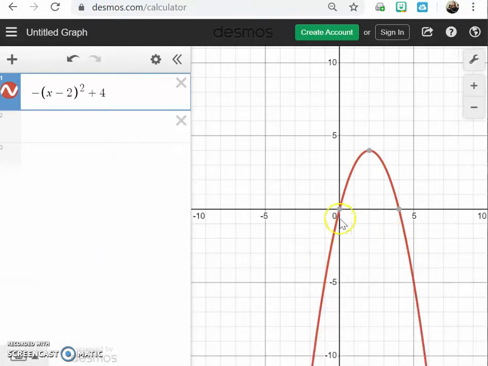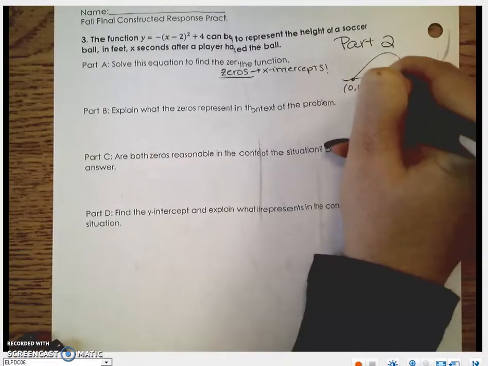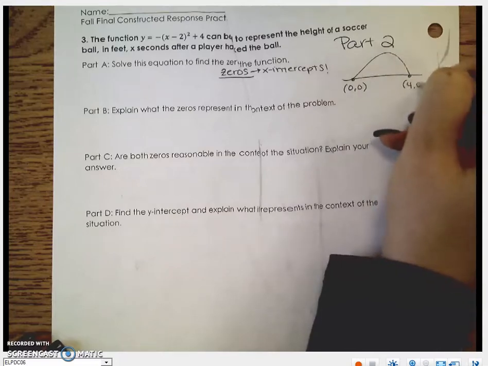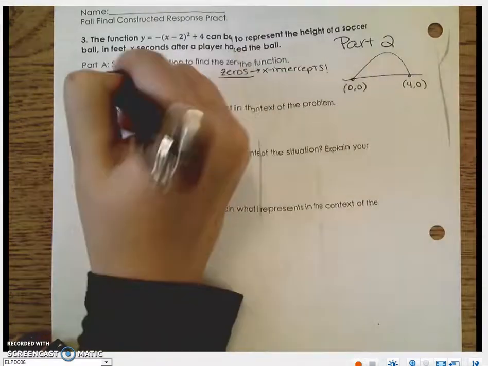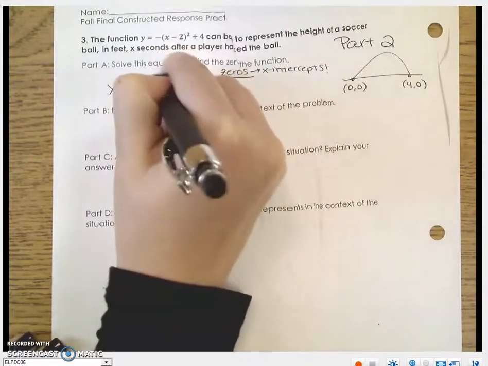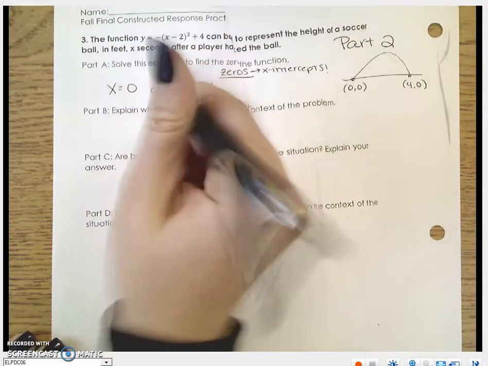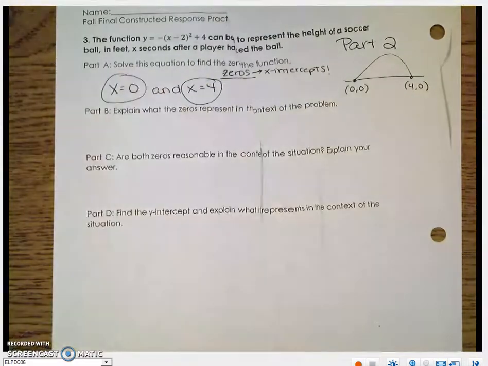All right, so they want the x-intercepts. So for this one, I have an x-intercept at 0, 0, and an x-intercept at 4, 0. So go ahead and jot those down. So the solutions are x equals 0 and x equals 4. Those would be your two answers.